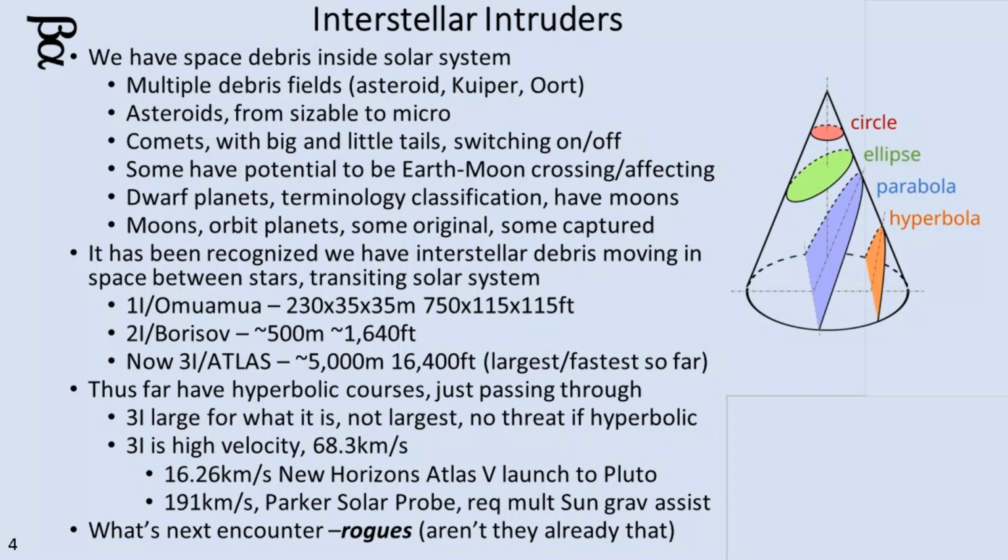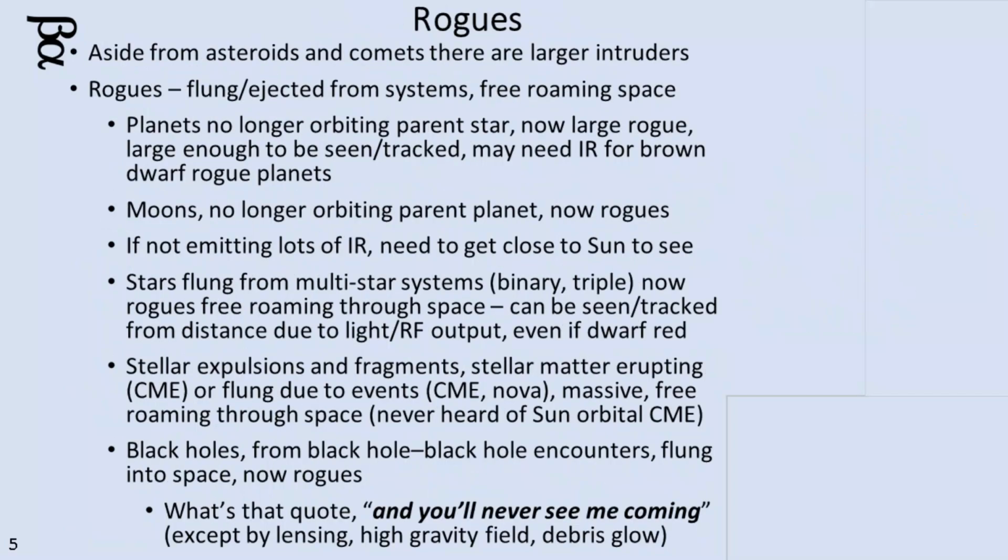They're officially referred to as rogues. But all these things that come in from outside the solar system and either hit some planet in our solar system or hit the sun, those are all this thing called rogues. It's just some of them skip through, some of them don't. So anything that's flung out from another system or ejected from another system and goes free roaming in space is referred to as a rogue. So a planet that is no longer orbiting its parent star because it got kicked out for some reason is now a fairly large rogue.